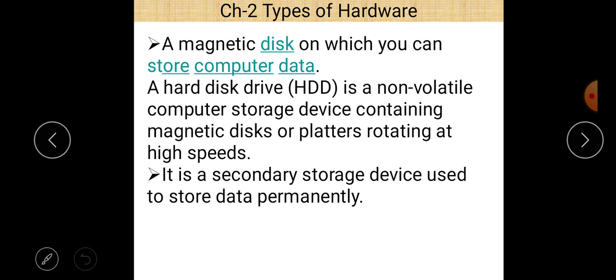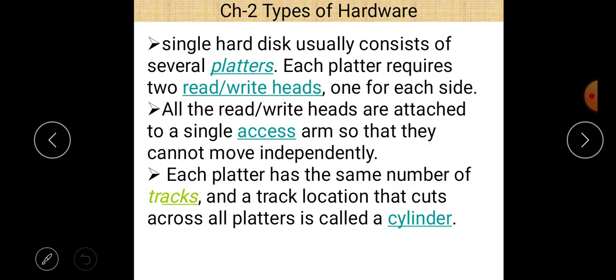A hard drive is a non-volatile computer storage device containing magnetic disks or platters rotating at a high speed, and it is a secondary storage device used to store data permanently. And always remember that a hard disk is a magnetic disk on which we store the computer data, and a hard disk is also a non-volatile computer storage device.